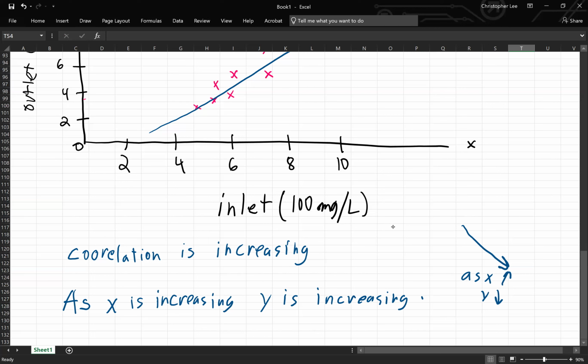Obviously, though, we're doing this on a test, so I don't really want you to use x. I want you to use what x is. So x is the inlet, so as the inlet is increasing, the outlet is increasing. Whatever the question says, the story is going to tell us what it is, and we need to make sure that we enter those details exactly. This is the whole scatter diagram.